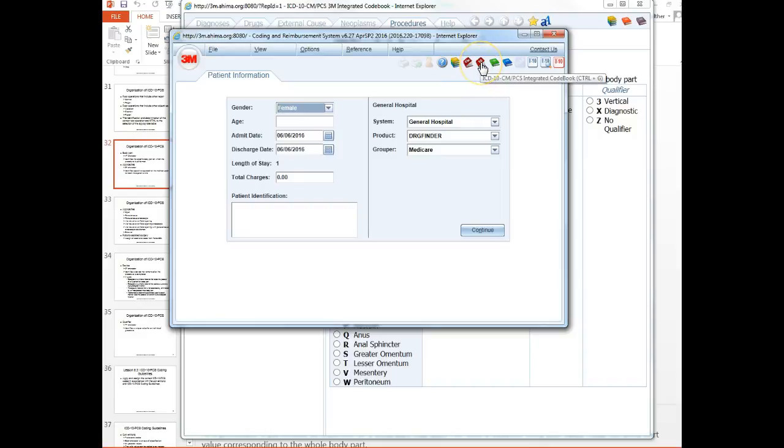You have to click on this 10 book right here. If you click on this DX, you're going to be in I9. You see when I hover over it, it says I9. When I hover over the 10, it says ICD-10. Choose ICD-10, otherwise you're going to have the wrong codes on your homework assignments.